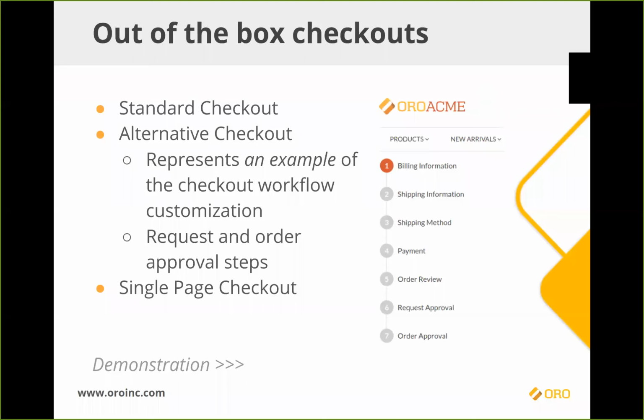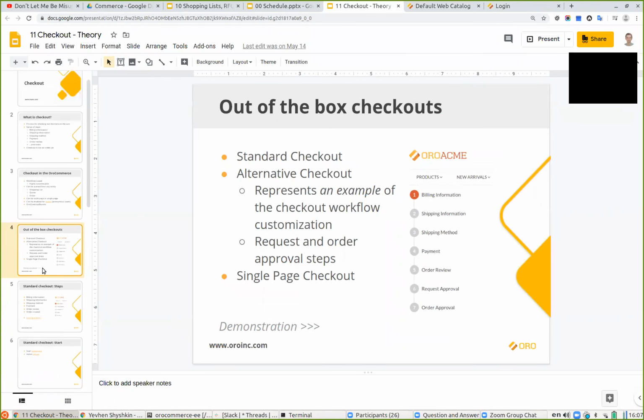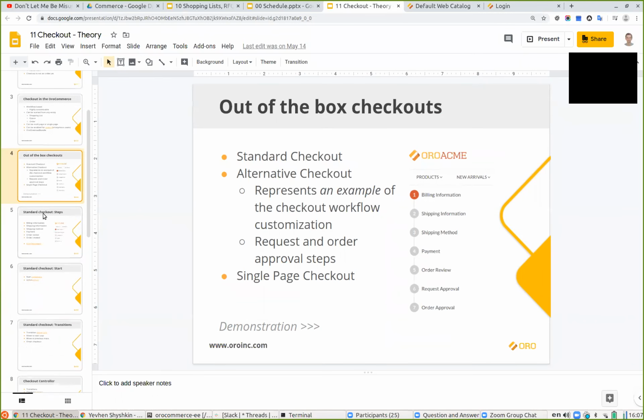Pay attention, it's not a real checkout. You may use it as an example, but it's not the real thing. And this alternative checkout also requests an order approval. And finally, we have single page checkout. This is an example of how we can show all the information on the same page. Let us quickly check these checkouts and see what information we have there and how it's organized.